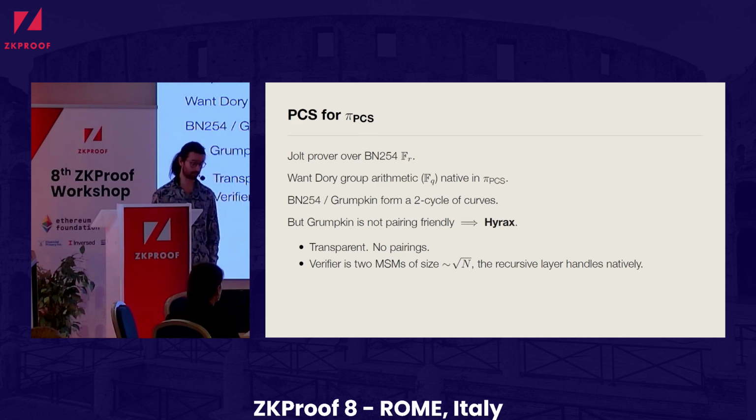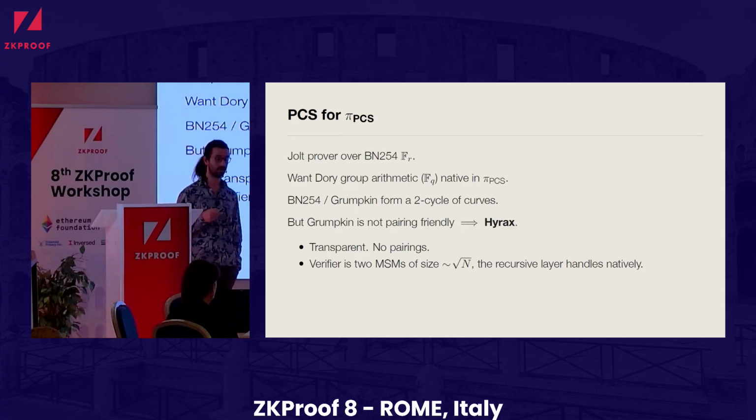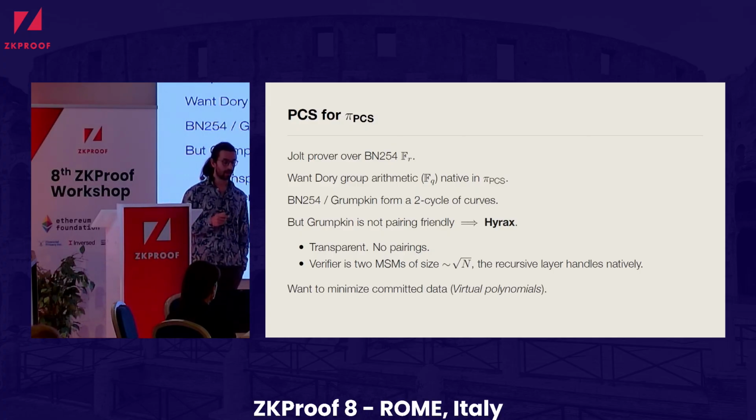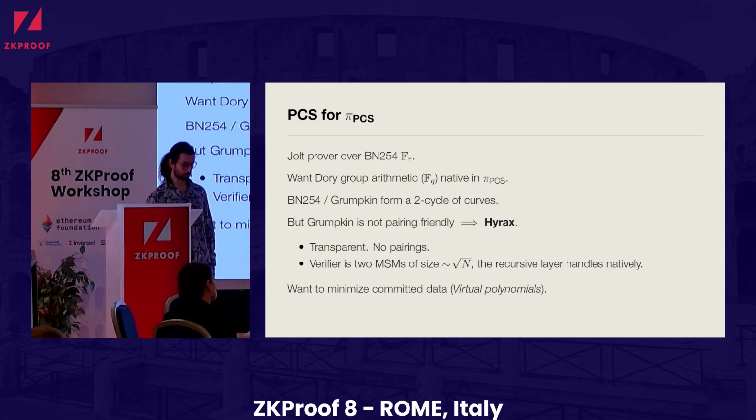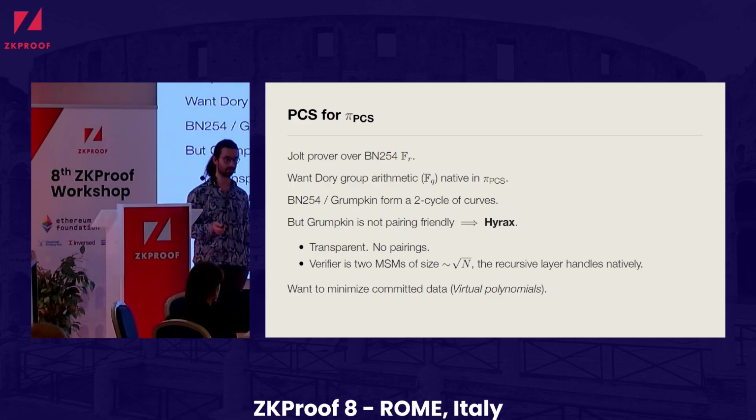And one thing to note is that the verifier is O of square root of n. So in particular, that's 2 MSMs of size square root of n. And in this work we are focused particularly on minimizing the committed data. And one technique that is widely used in this work is virtual polynomials.